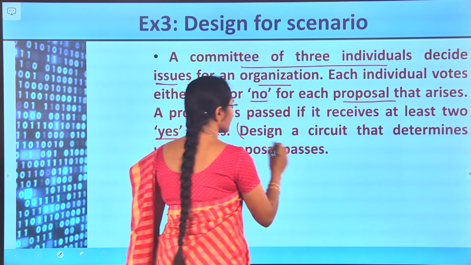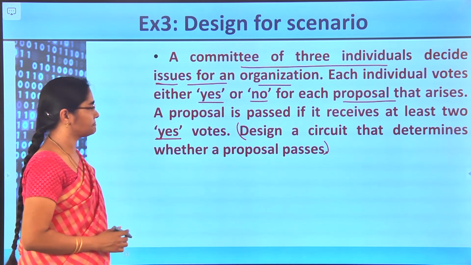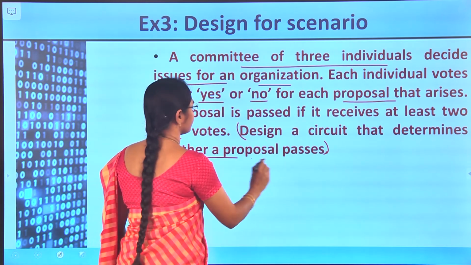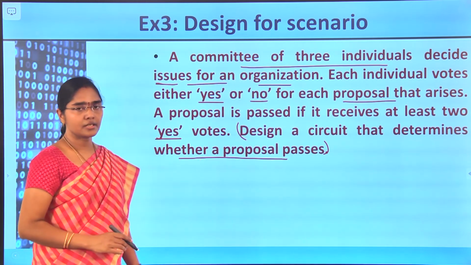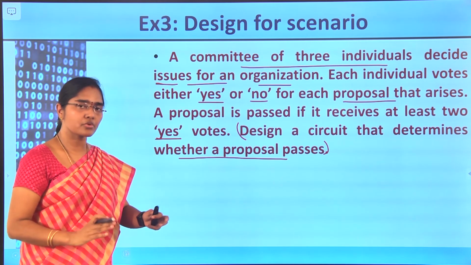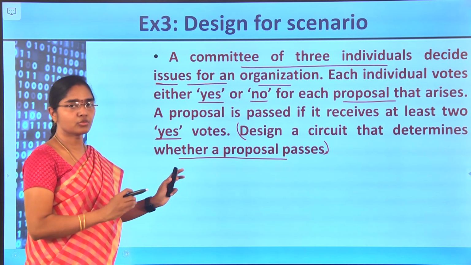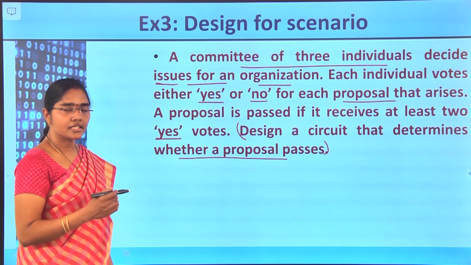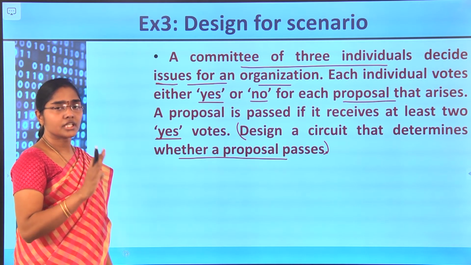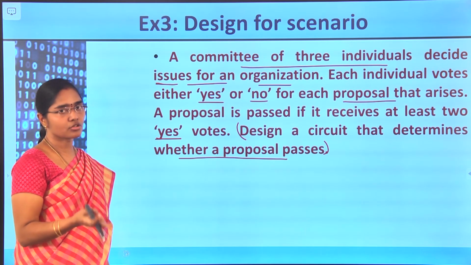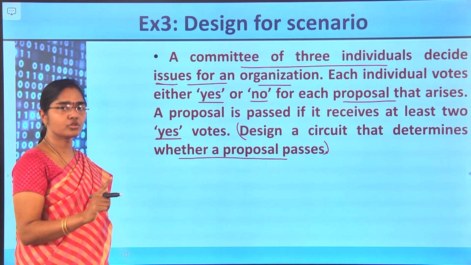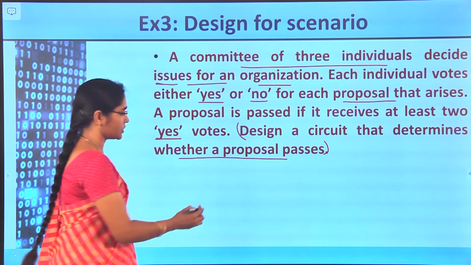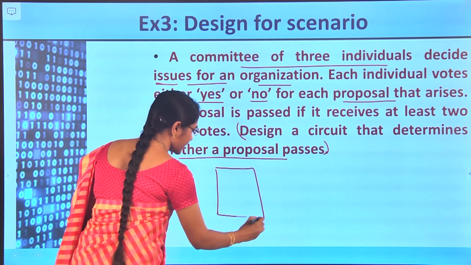So, for that scenario we need to design a circuit. Design a circuit that determines whether a proposal passes. Okay, to pass the proposal we need to design one combinational circuit. So, how many individuals are there? 3 individuals. The output is proposal yes or no. So, the proposal is going to be either passed or not passed. That passed or not passed is the output. Okay.